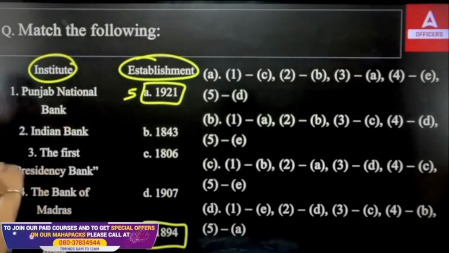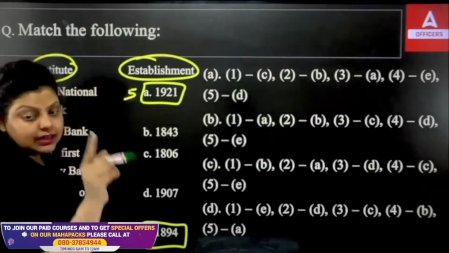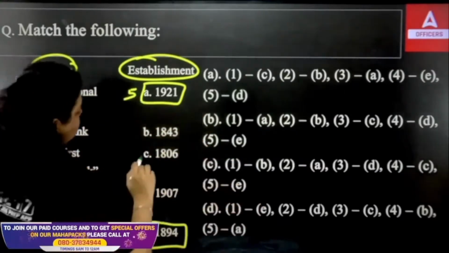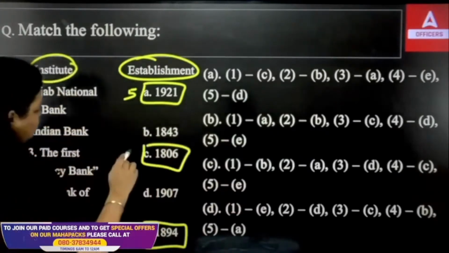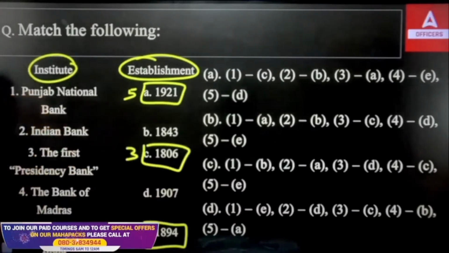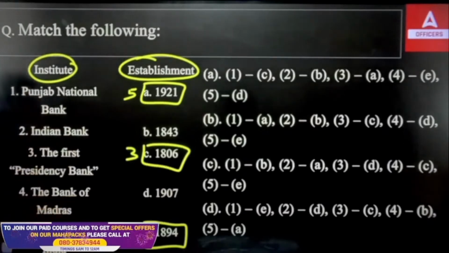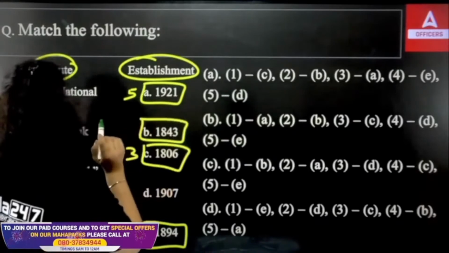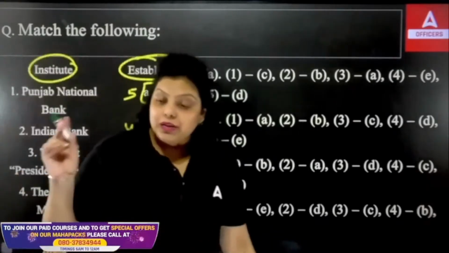Next, the first Presidency Bank, I even know this. The first Presidency Bank was the Bank of Calcutta, but its name was changed in 1809. That was Bank of Bengal. So it was actually established in 1806 as Bank of Calcutta. So this is third. Now, I do not know the establishment of Indian Bank, but I know the establishment of Bank of Madras. It was established in 1843. That's the fourth.